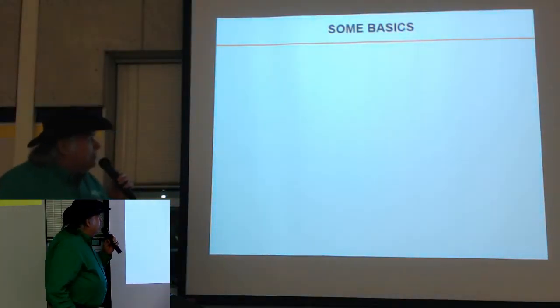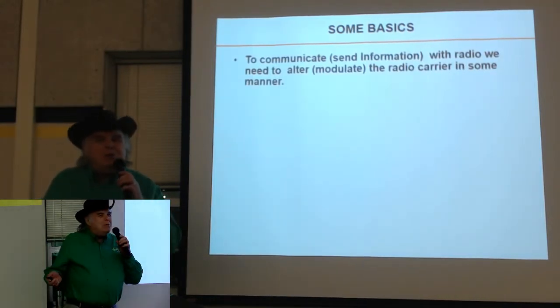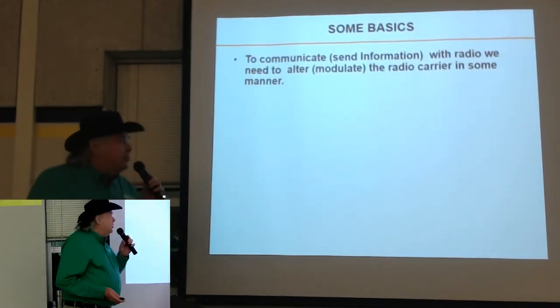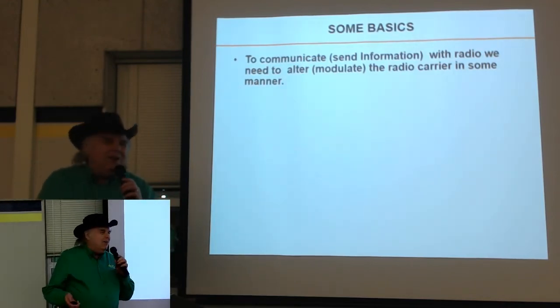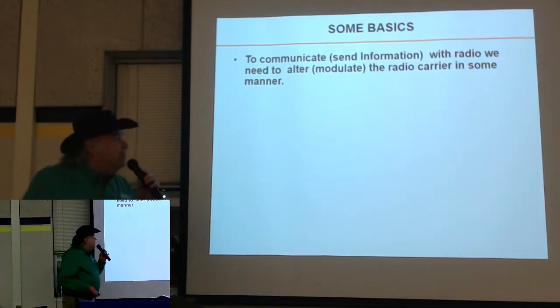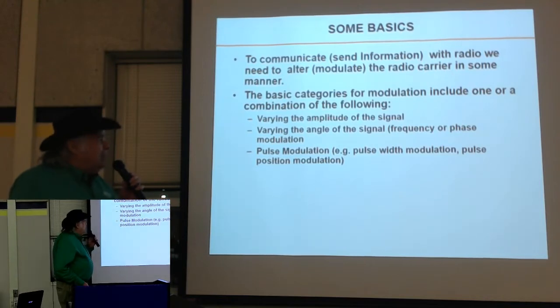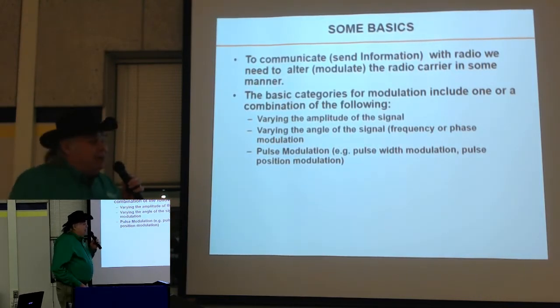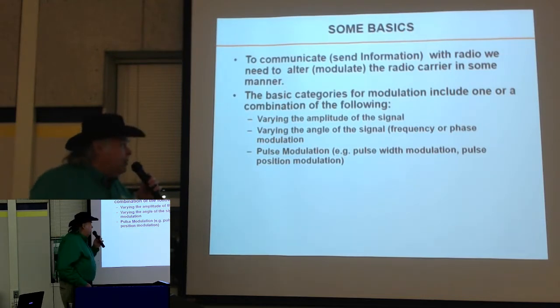Some real basics. When we use radio, we want to communicate. We want to send information, so we have to modulate the carrier. The carrier doesn't provide any information; it's a signal that's there. Technically, they usually break down modulation in the following three categories, and this is the way the emission designators for the ITU are set up.